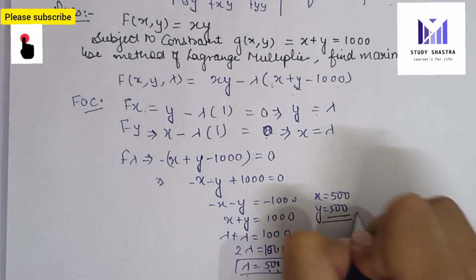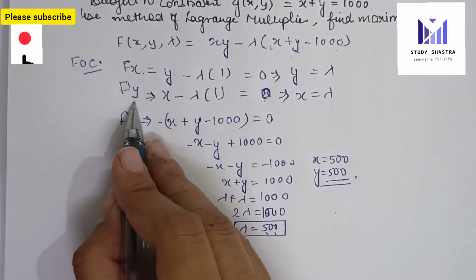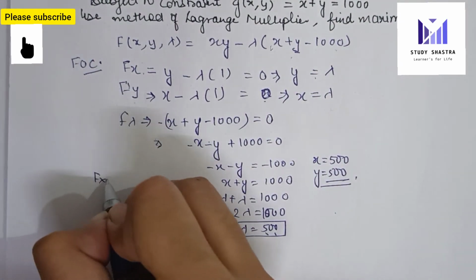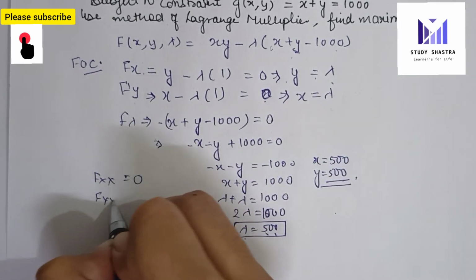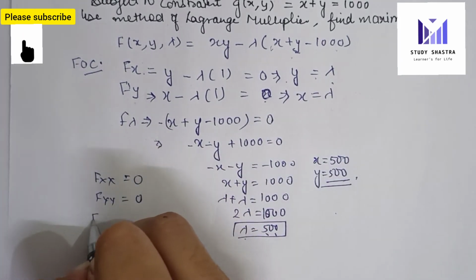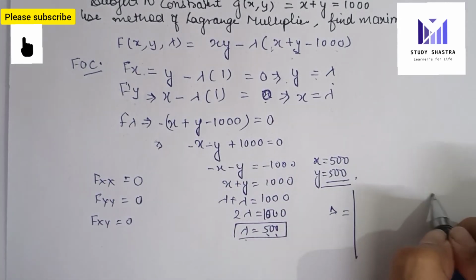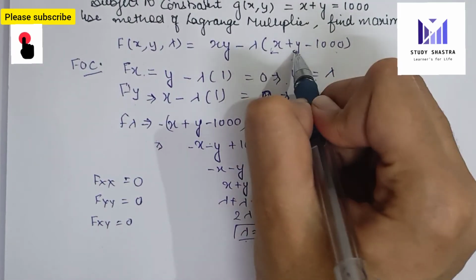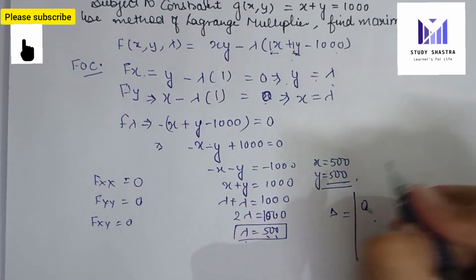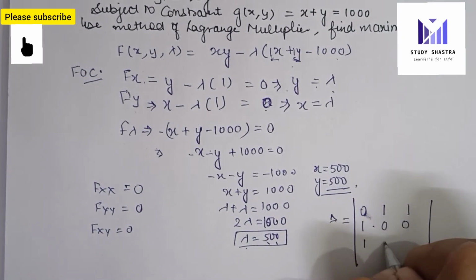If our lambda is 500, then x is also 500 and y is also 500. Now for finding the maximum or minimum, as we have found Fx and Fy, we have to find Fxx, which is 0, Fyy, which is also 0, and Fxy, which is also 0. So for finding delta we have 0, then g of x and y, which are 1 and 1, so the determinant is 0 1 1, 1 0 0, 1 0 0.